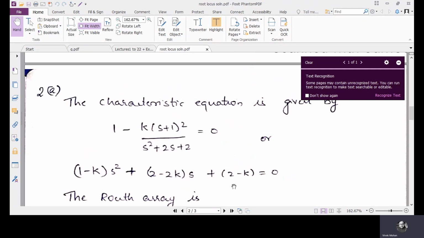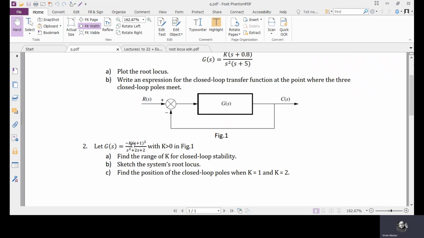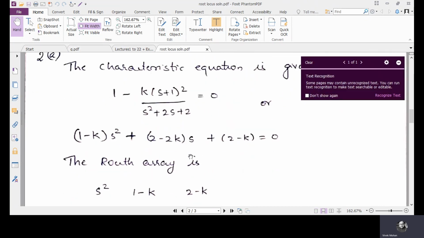The characteristic equation is given by 1 minus GH equals 0 here, because this negative sign is there, so it will be in the form 1 minus GH equals 0, which corresponds to a positive feedback system. Now the condition K greater than 0 is given. From the characteristic equation we can form the Routh array. So (1 minus K) s squared plus (2 minus 2K) s plus (2 minus K) equals 0.